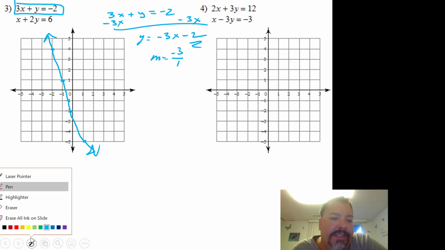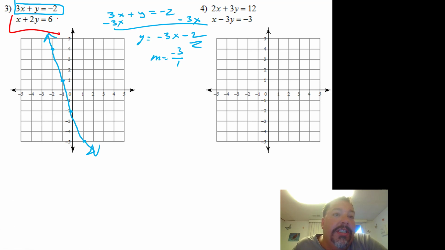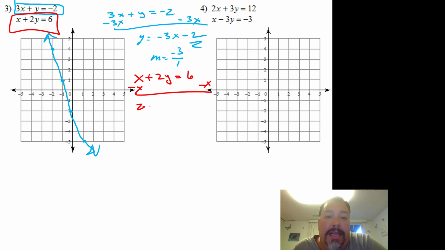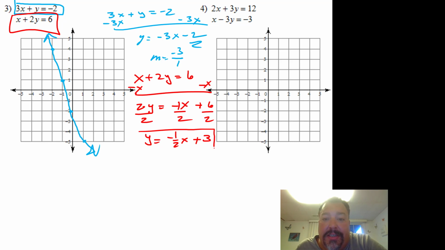And now we can go to our second equation, which is x plus 2y is equal to 6. Subtract off x, move it to the other side. That gives us 2y is equal to -x plus 6. We're going to divide everything by 2. -x is the same as -1x, so that's going to give us y is equal to -1/2 x plus 3. 6 divided by 2 is 3. And so that gives us our second equation in slope-intercept form.